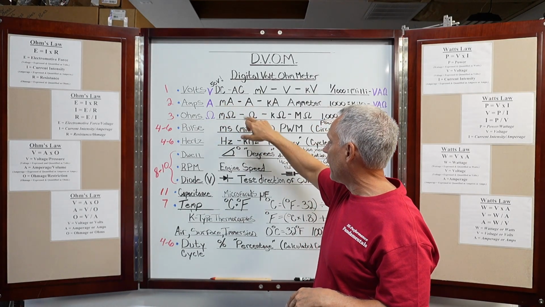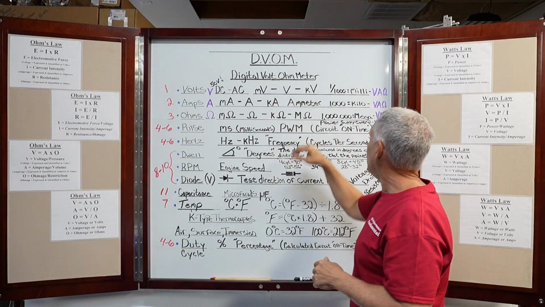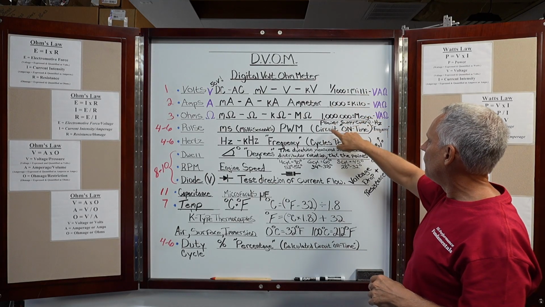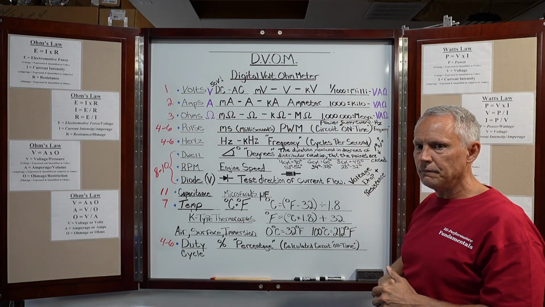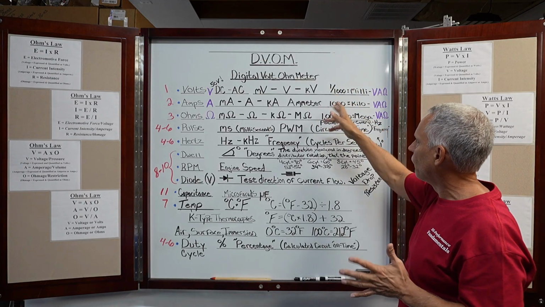Okay, so like I said, 1/1000th. 1,000 milliamps equals 1 amp. 1,000 amps equals 1 kiloamp. Right? 1/1000th is milli. 1,000 is kilo. 1,000,000 is mega. Right? So these are the values. This is the mathematics of it.